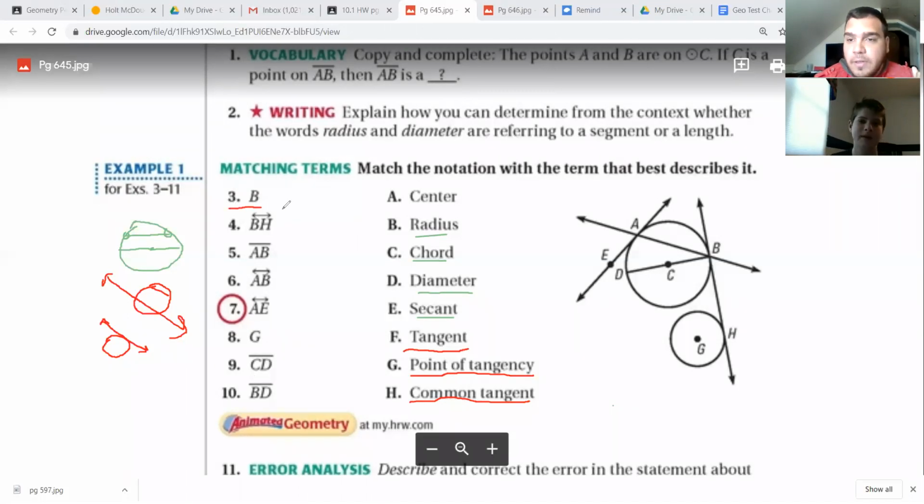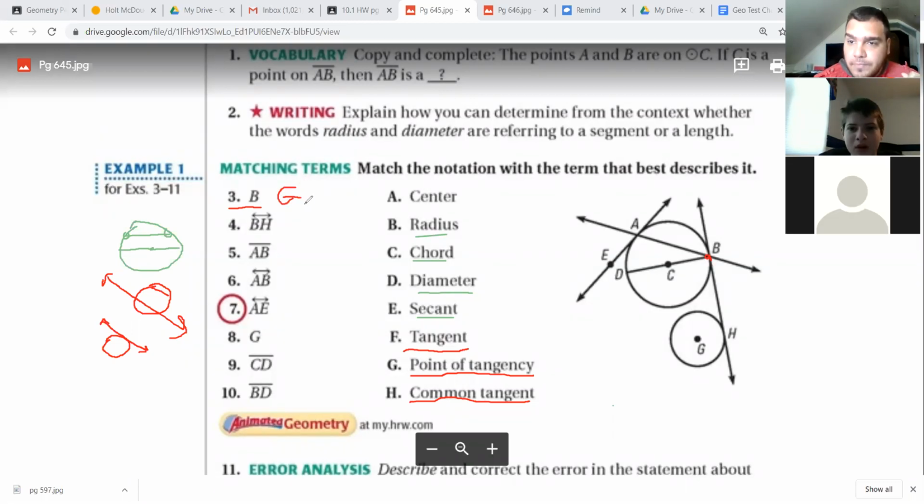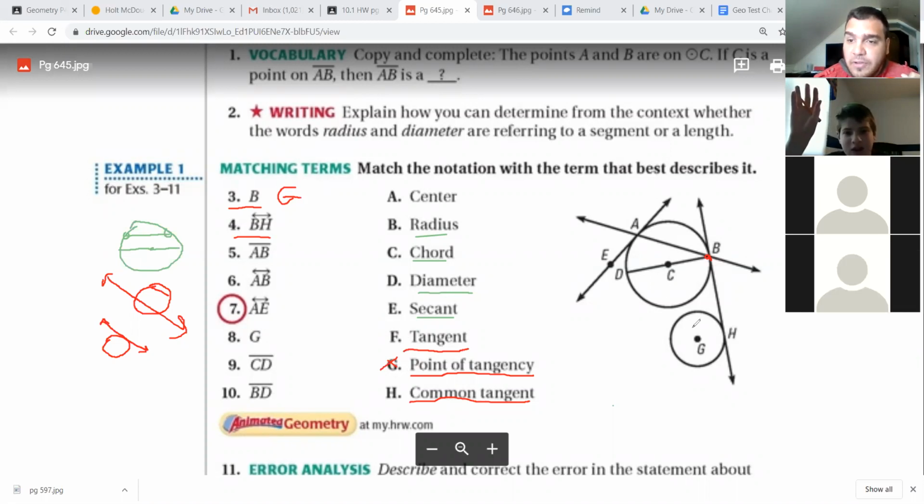So let's start with B. B is right here. B is not the center of a circle. That part of tangent hits a circle, particularly tangent BH. So the point of tangency. So number three is G. Point of tangency, okay? Number 4, BH, so line BH. So you see here, this BH hits this circle and this circle also. It's line BH, so what is it? It's a common tangent. Good, H, good.